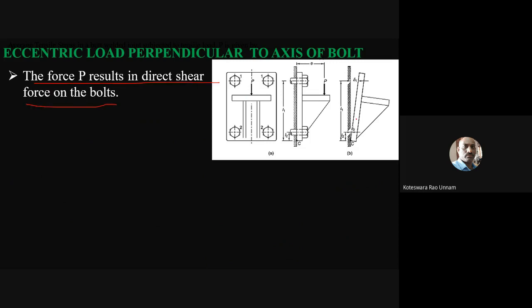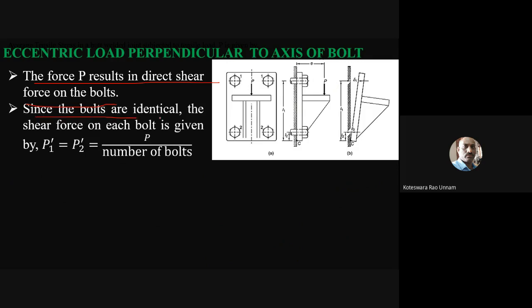Like already told, if I transfer that to the center of gravity of this bolt system, but here no need to calculate the center of gravity. If I transfer from this location to this location, then there is a direct shear force on the bolts. Then you have a bending moment. Since the bolts are identical, the shear force on each bolt is given by P1 dash is equal to P2 dash is equal to P by number of bolts. So that means the direct shear force is the same in all the bolts.